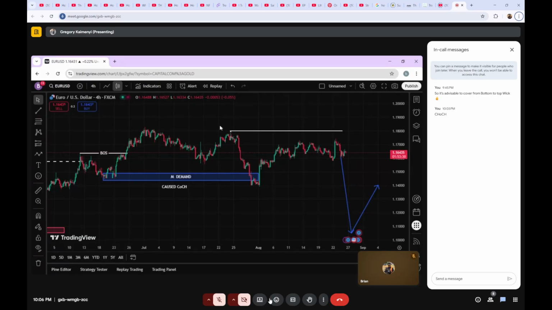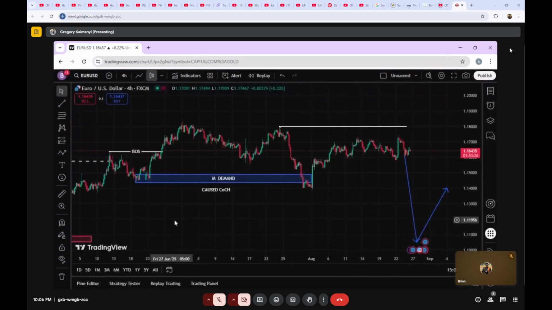Okay, so niulize swali lingine. Basically, after umeona hii demand zone iko hapa, where will you take the buy from? So you have seen that where we take buy, is it here? Utaweka in that zone, this one ama huku?